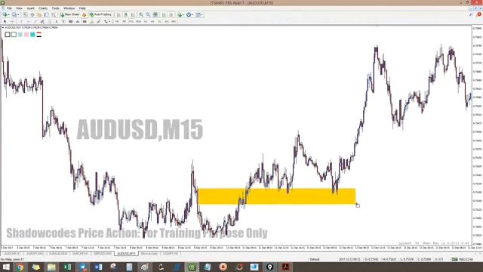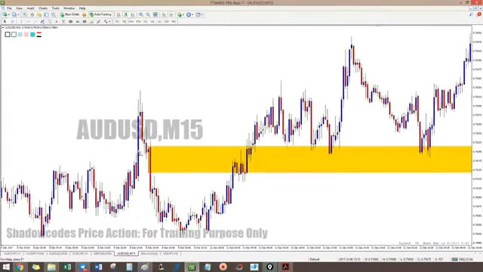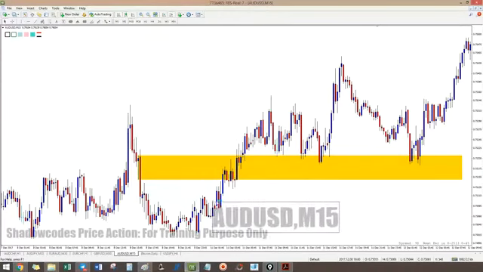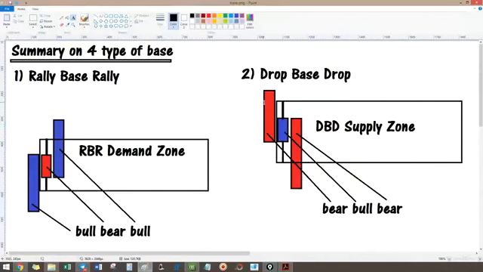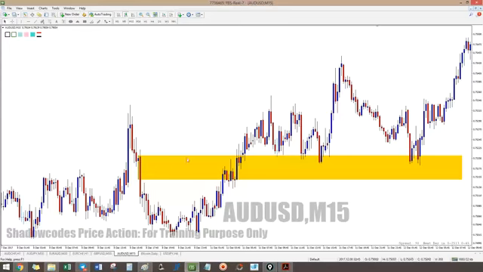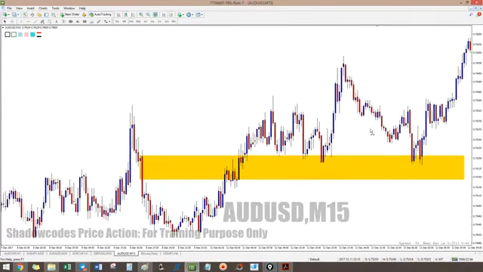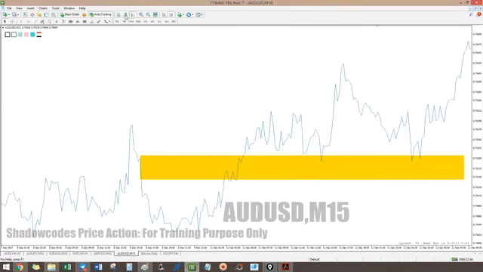This is a drop base drop, and then it becomes a swap zone over here. Quite difficult. Drop base drop: bear, bull, bear. Over here, drop base drop, bear bull bear. It's a demand zone. It's a supply zone, and then it gets broken, and then it can support price. So this is a swap zone. If you change to line chart, we'll see something like this.